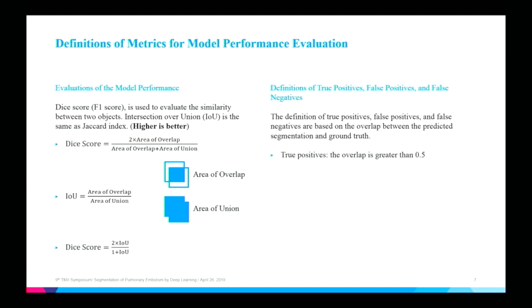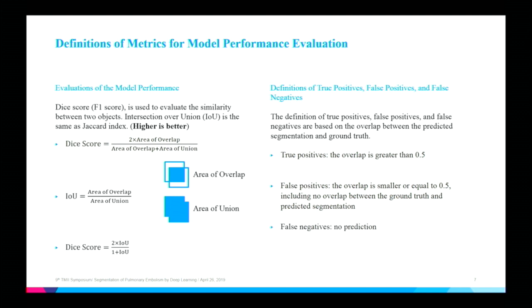The definition of true positives in our study is an overlap greater than 0.5, and false positives are defined as an overlap smaller than or equal to 0.5, including no overlap between the ground truth and predicted segmentation. And false negatives means there's no prediction generated by the model.